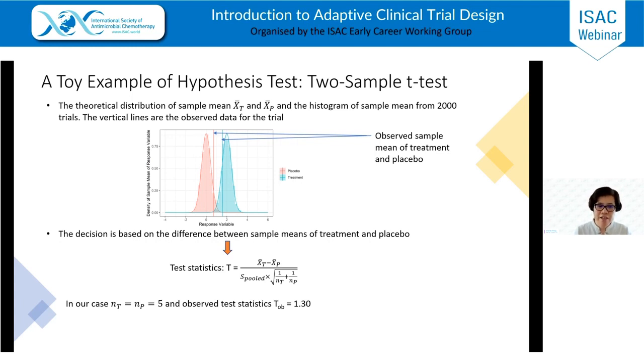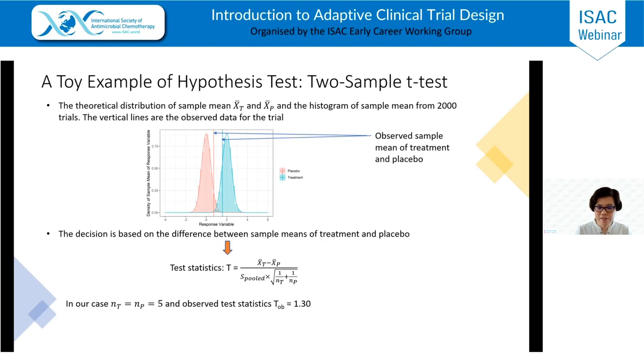Now here, how am I going to test whether they're the same or not? We know they're from different distributions, but if one is on this side and the other is on that side, probably we have more confidence to say, oh, they're different. Now, how are we going to make a decision based on that? It's based on the difference of the sample means.